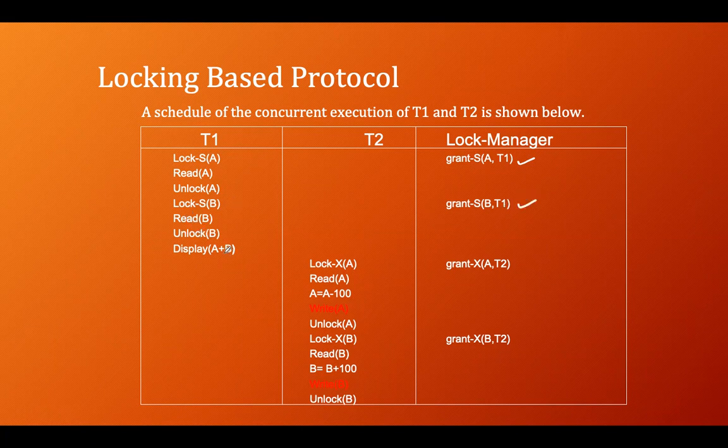Read, unlock this. Transaction T2 needs the exclusive lock. There is no lock on A because we have already unlocked it, so it will grant. Then there is a read, update, write. Then there is a lock, unlock on A. Then there is a lock request on B, which is the exclusive lock.